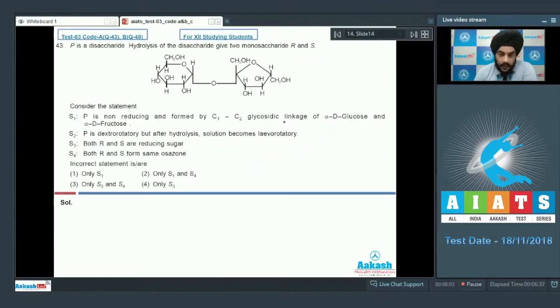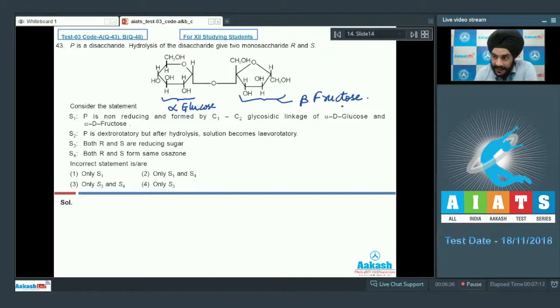Let us look at the next question. Question 43. P is a disaccharide. Hydrolysis of the disaccharide gives 2 monosaccharides, R and S. So students, if we look at the structure given to us, this structure is an alpha glucopyranose, or an alpha glucose. And if you look at this structure, this is a beta fructose, or a beta fructofuranose.